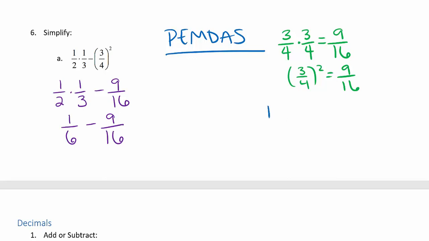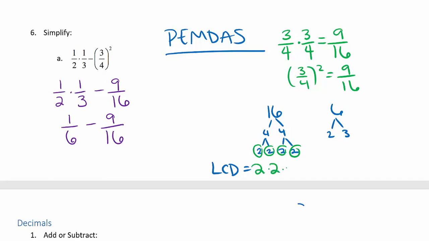So let's see, 16 is 4 times 4. And each of those 4s is a 2 times 2. 6 is 2 times 3. So my LCD is going to have those first 4 2s, everything from the first one. And then when I look at the 6, I already have a 2 written down, but I need the 3. And so if I multiply all of those numbers together, I should get 48. So my LCD is 48.